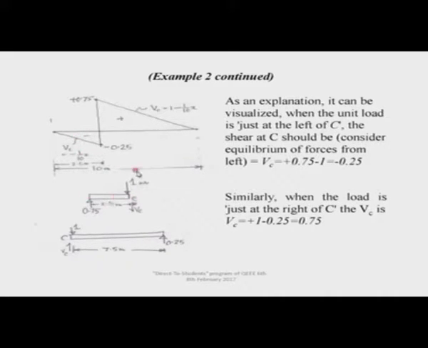Let us say I am finding the shear force at C. You know that for the shear force at C, you find the shear force towards its left and towards its right. Suppose the force of 1 kilonewton is just at the left of C, how do you look at it? You have a reaction of 0.75 due to this 1 kilonewton load, and you have a 0.25 reaction onto the right. I have shown it later.